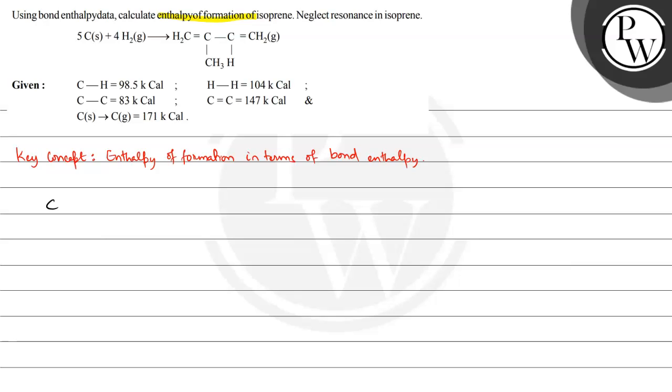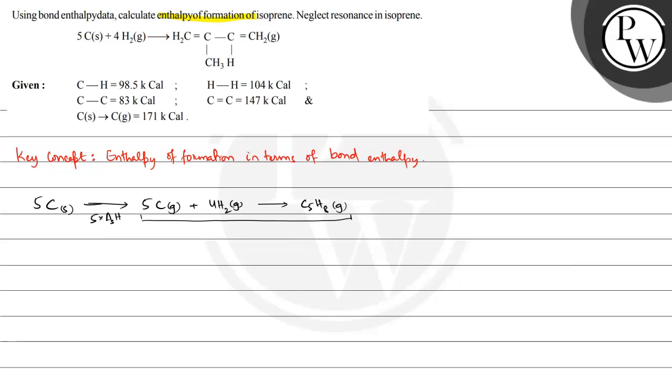So first हमारे पास carbon है in solid form, 5 moles of carbon in solid form, and we have to convert this solid carbon into gaseous carbon. So 5 carbon gaseous, और इसके लिए जो energy लगेगी that is the heat of sublimation, that is 5 into delta S H plus इसके साथ हम 4 moles of hydrogen gas add कर रहे हैं in order to get this compound, that is C5H8 gas.